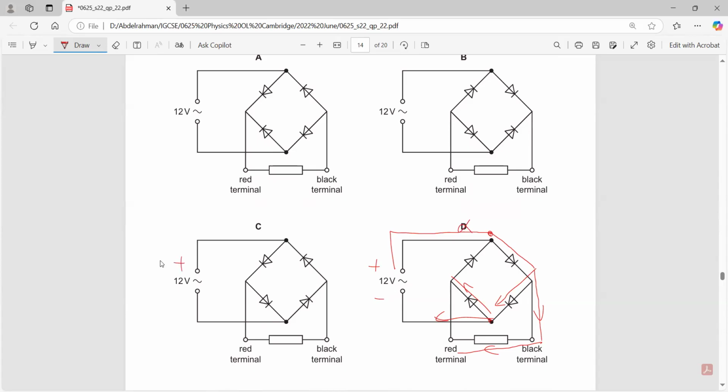Again, let's start off with positive and negative terminals. It will move in this direction. It's forced to move in this way. Again, at this point, it can move in two directions.